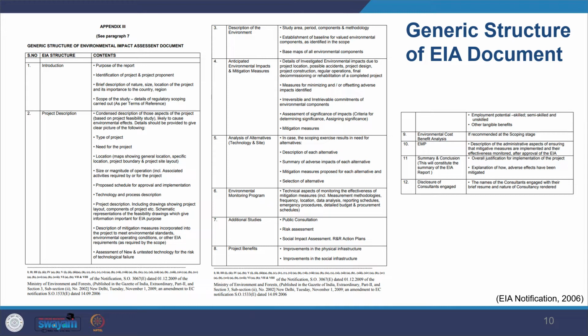Then the project description and all the detailed drawings, maps, components, diagrams, all these things have to be provided, and what kind of mitigation measures will be incorporated into the project, that all needs to be told here. And assessment of new and untested technology for risk of technological failure. So if any kind of technology which has not been assessed before is being used, you need to describe and inform that in the report.